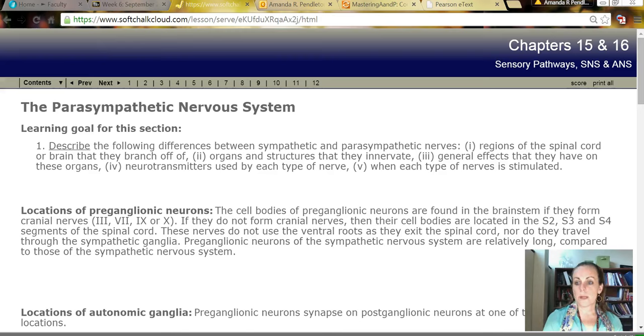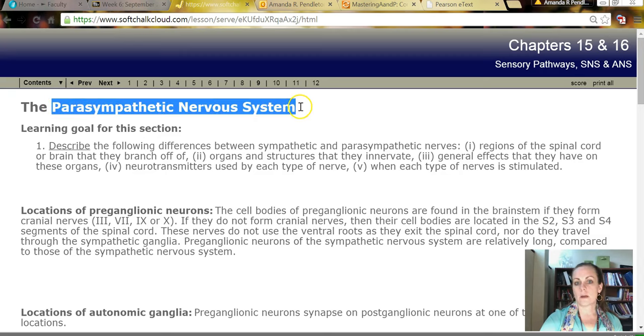Okay, so the next thing we're going to be going over is the parasympathetic nervous system, both its structure and its functions. And keep in mind that the parasympathetic nervous system is motor, and it is a part of the autonomic nervous system. So it is that rest and digest response. So it's affecting all of the involuntary effectors.